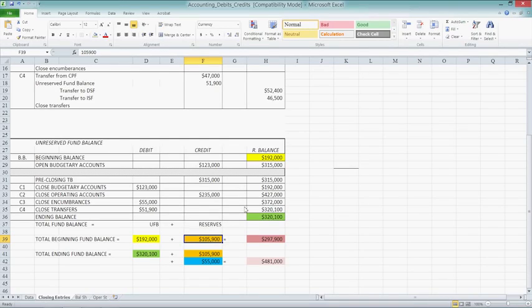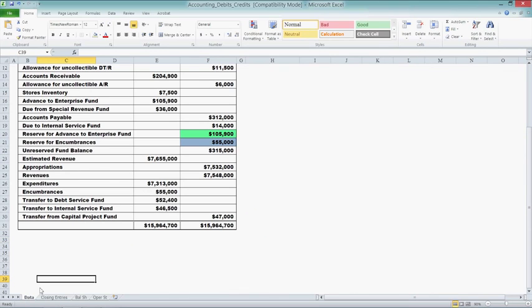And remember those two numbers that we observed, the 105,900 and 55,000. Let's go back to that and check them out real quick. We have reserve for advance to enterprise fund and reserve for encumbrances. So basically, it's not that we have expenses, but we're reserving $55,000 to deal with expenses and encumbrances as they occur throughout the operating cycle of the city.